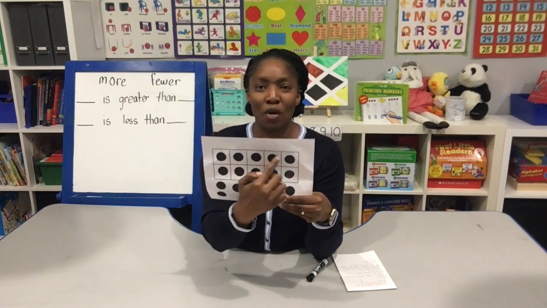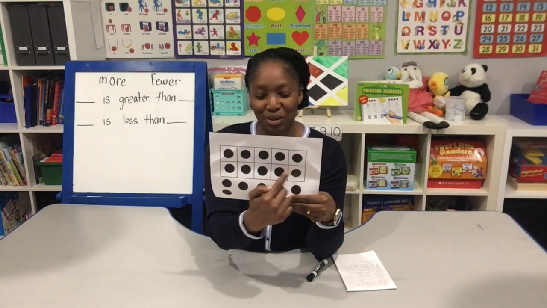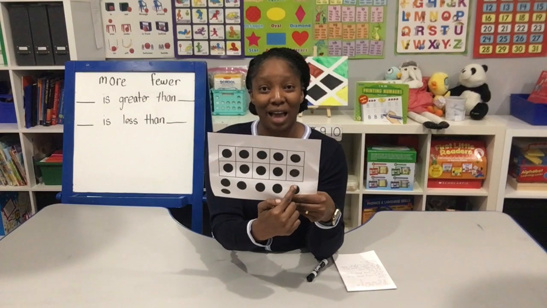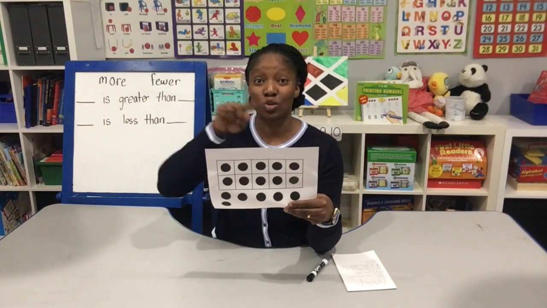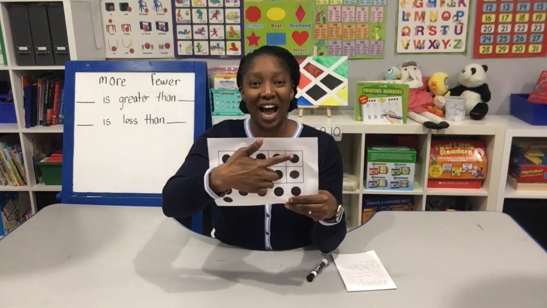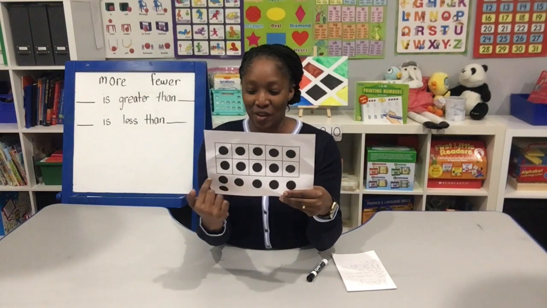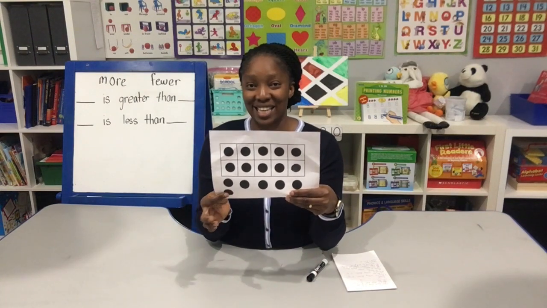1, 2, 3, 4, 5. Oh yeah. That's true. Maybe we can try counting by 5s, and when we get here, we just count one more. Okay? Let's go. 5, 10, 15, and one more than 15 is 16.